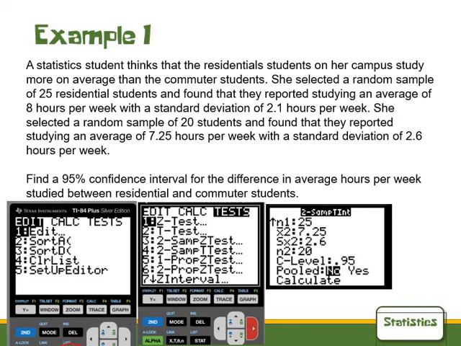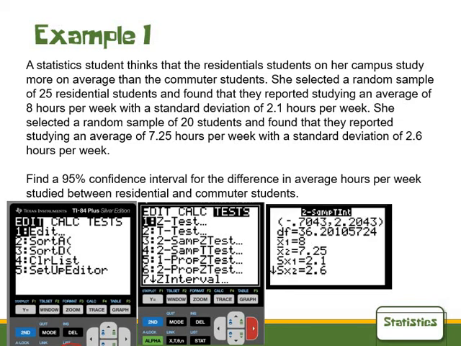And other software, like maybe Excel, calls it equal or unequal variance. You would pick unequal, and that's like picking no. We're not going to pool the standard deviations. And then you calculate, and you get your confidence interval. Okay? It'll also tell you the degrees of freedom that you would get if you use that formula. And it's not a whole number from that formula. You get 36.2 something in this case.